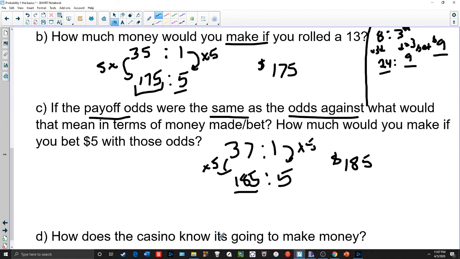So how does the casino know it's going to make money? Well, that's because they're actually paying you $175 for a win, when given the chance of actually getting a win, they should be paying you 185 if they're being fair about it. Because the chance of you rolling a 13 is so small that every time you bet $1, you should be earning a little bit more in order to be a fair game to represent the chance of rolling it being that small. But the casino is actually shorting you $10, theoretically speaking, so that even when you win, the casino doesn't take a complete hit.